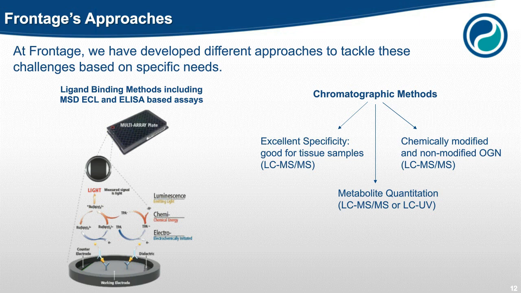Chromatography methods have different applications. LC-mass method shows excellent specificity and is good for tissue sample analysis, as the tissue sample usually show higher concentration of OGN. Both LC-mass and LC-UV can be used for the metabolite quantitation. Furthermore, both non-modified and chemically modified OGN can be analyzed by LC-mass method.